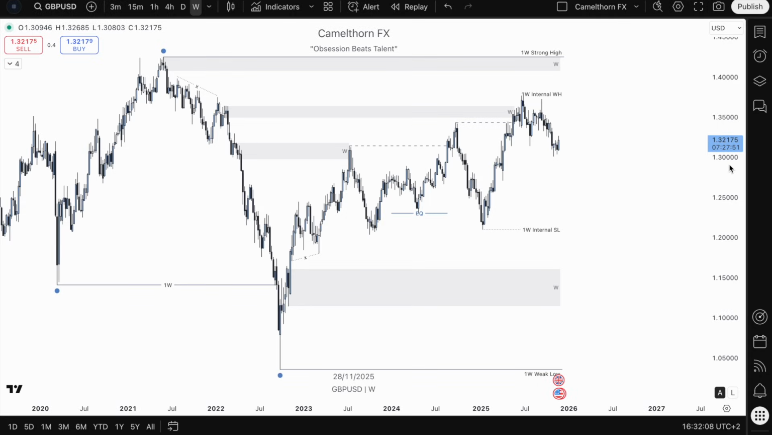Now this video is going to serve as my outlook for GBP USD for the month of December 2025. I'll be focusing on the weekly, daily, and 4-hour time frames in order to give you guys a medium to long-term view of what I am anticipating to happen next on this pair.